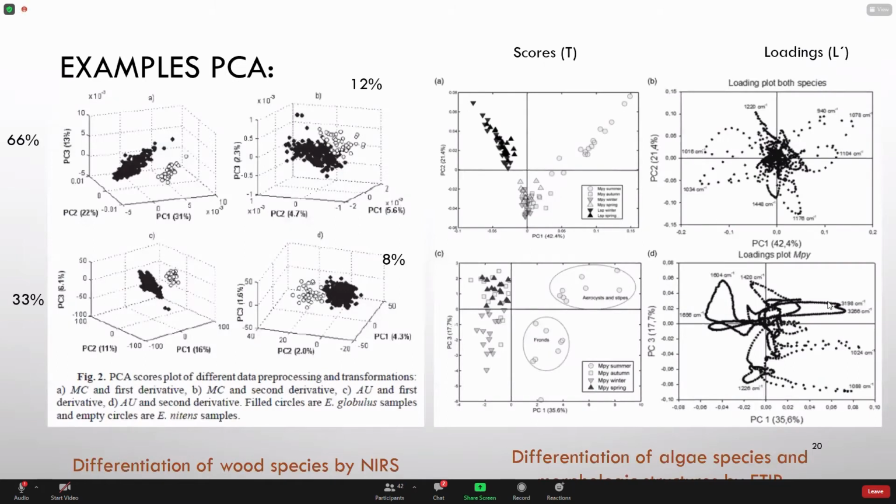So this is an example, a couple of samples from a PCA application. And I can see here two, sorry.